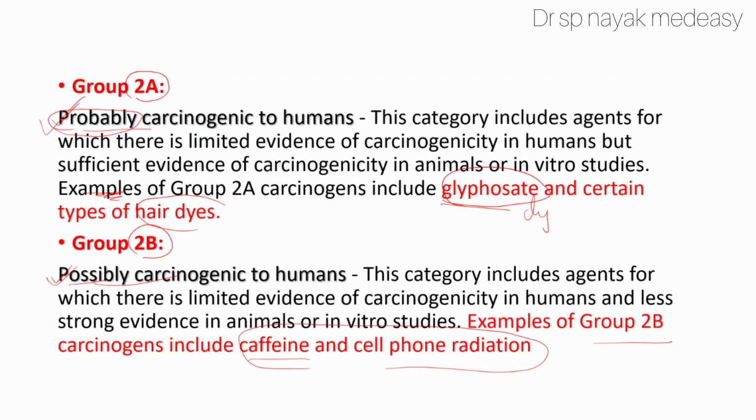Just imagine those who have the habit of taking coffee every day. Caffeine can cause cancer, because caffeine is a group 2B agent which has the possibility of causing cancer, because it is a carcinogen. Alcohol is a carcinogen. There are some virus particles that are carcinogens. There are some bacteria which are carcinogens.